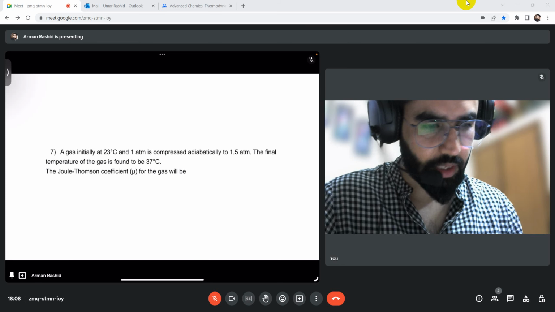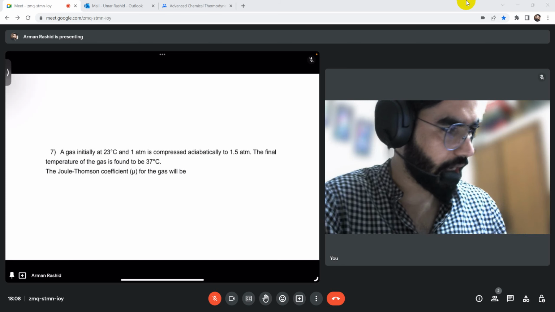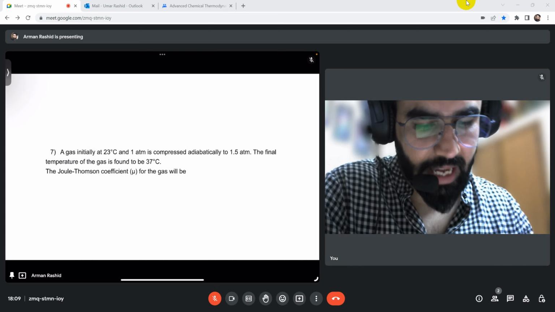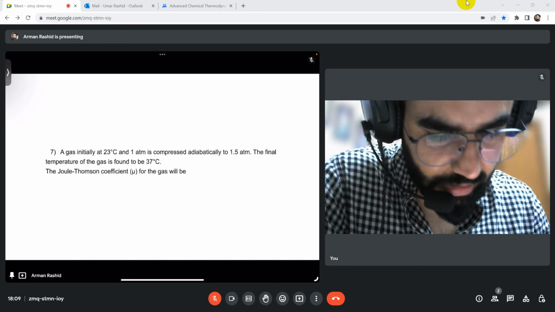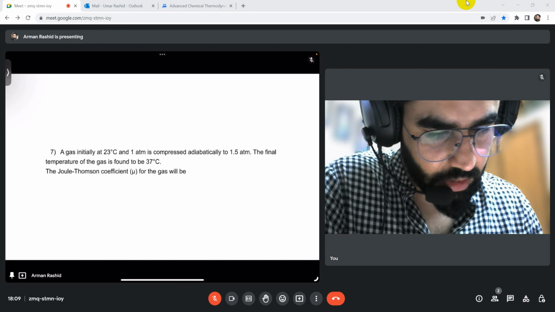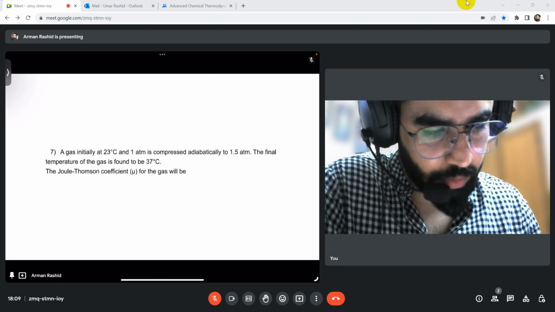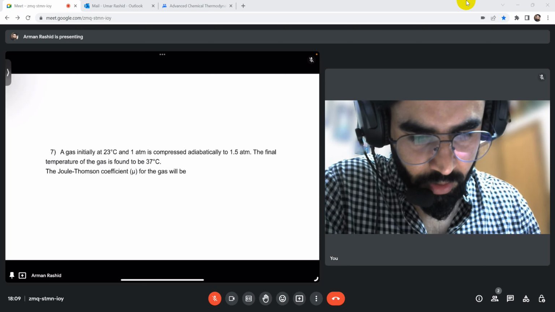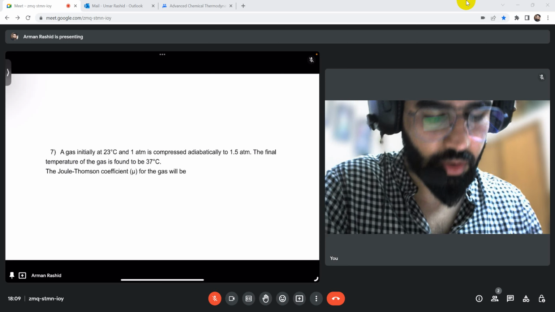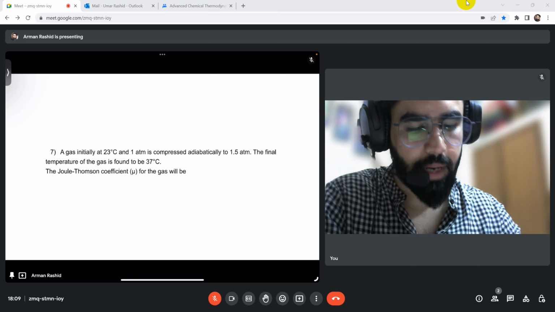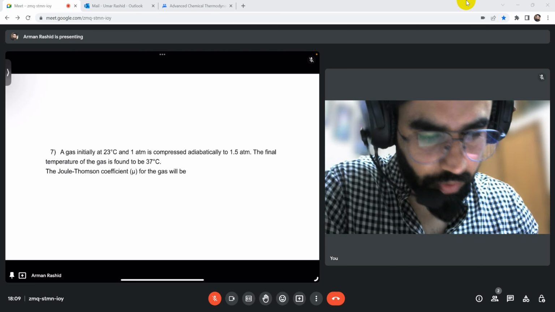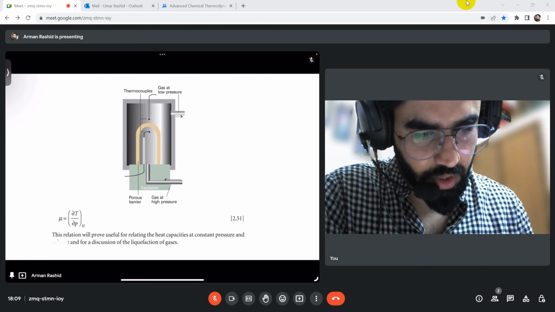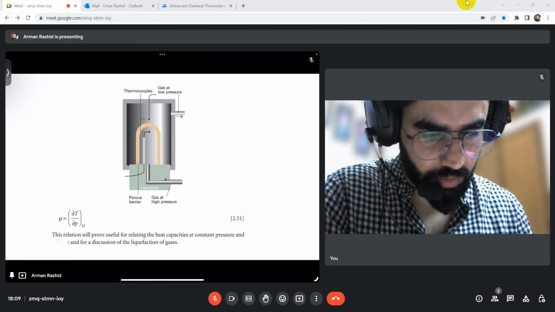Let us start. The first sample problem that we have here states that a gas which is initially at 23 degrees Celsius and 1 atmosphere is compressed adiabatically to 1.5 atmosphere. The final temperature of the gas is found to be 37 degrees Celsius. The Joule-Thomson coefficient of the gas will be? So here we have to determine the Joule-Thomson coefficient of the gas. Now, in order to solve this question, we should first know what the Joule-Thomson effect is.